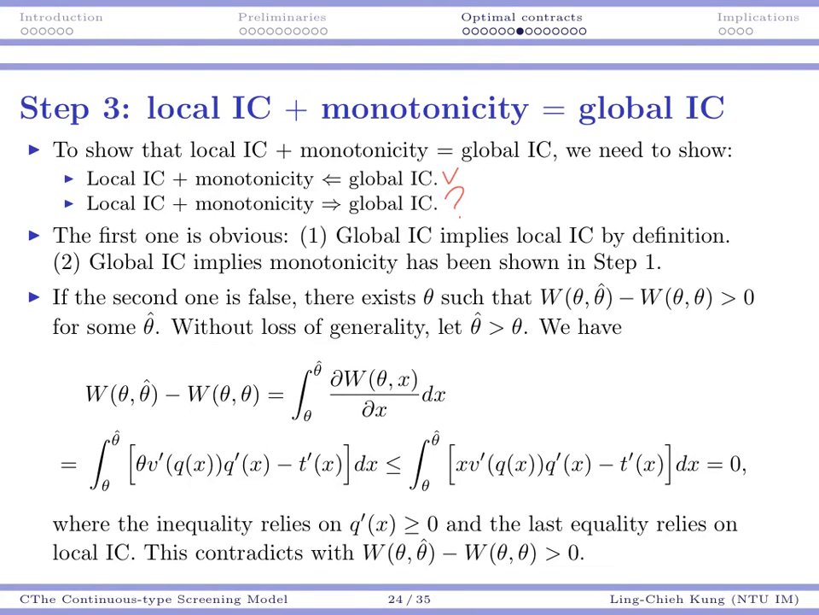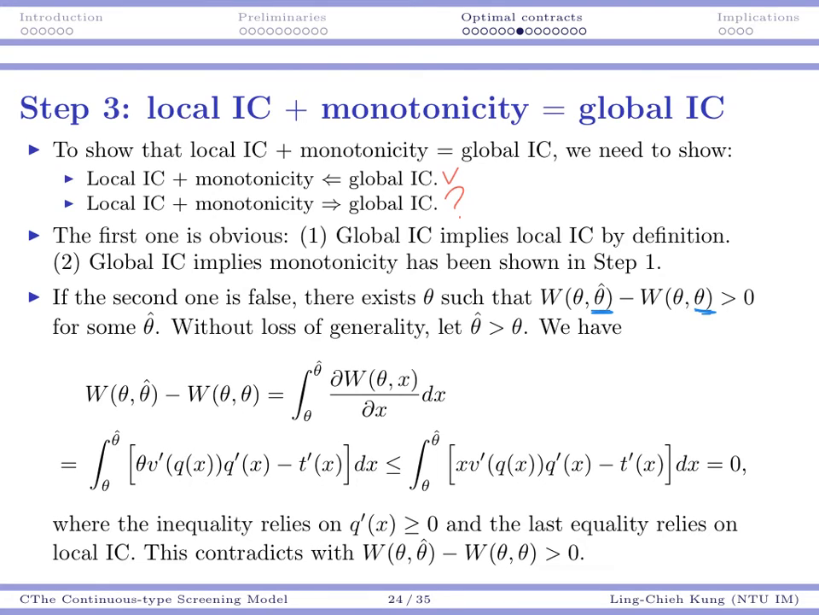Suppose that's not true. That means I can find a type theta where there is a reason to lie. That guy would find reporting theta hat is better than reporting theta, for some theta hat. This is the benefit of telling the truth, this is the benefit of lying, and I want to show that this is impossible.